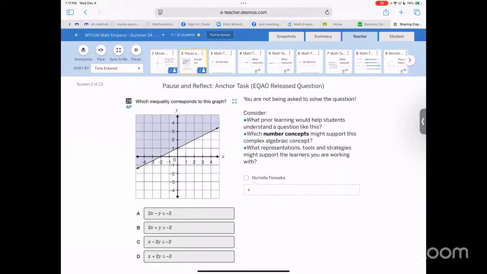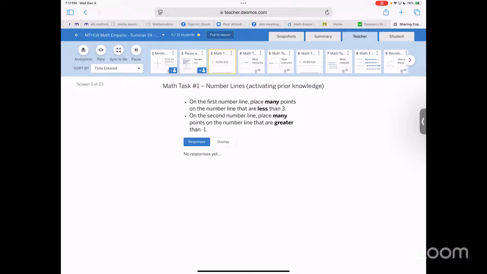In this question, you're not being asked to solve this equation. Which inequality corresponds? All right. So which number concept might support this complex concept? What representation tools or strategies might you have learned? You are working on, you can skip that. You don't need to do that.